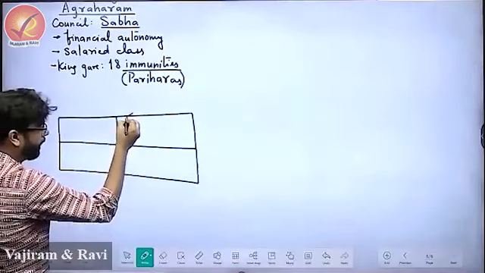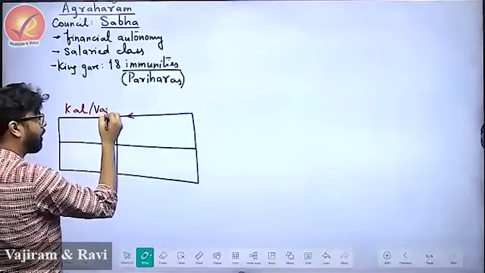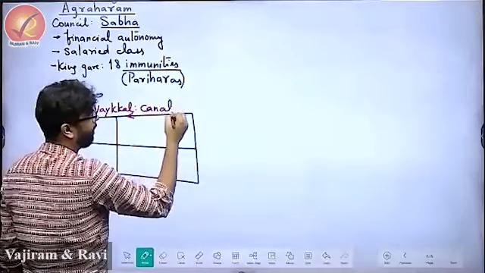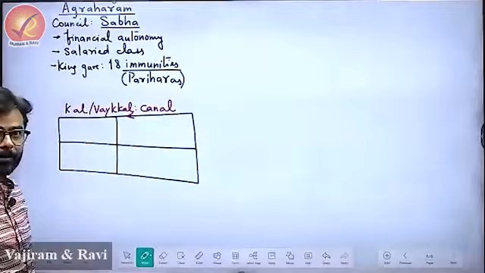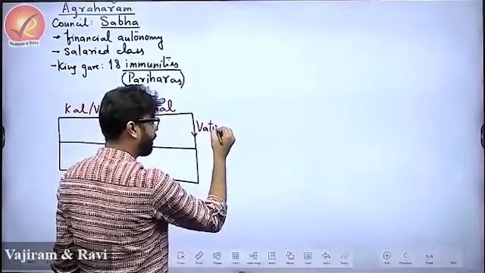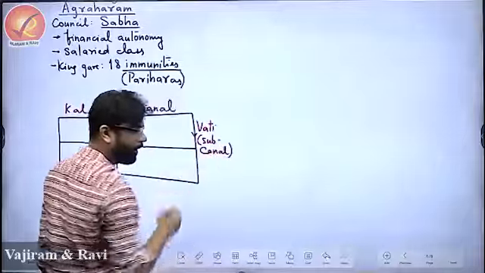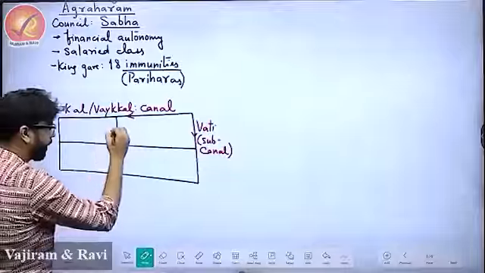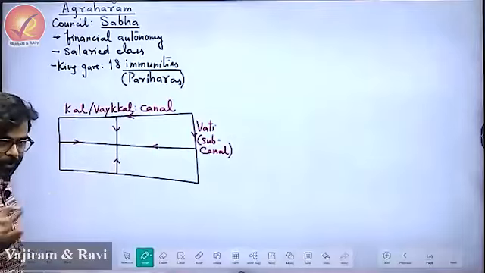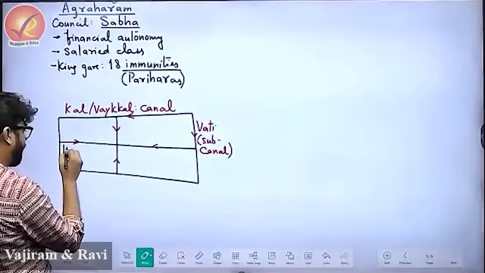The lines which go east to west are called Karl or Vaikarl or Arukarl. Just write two names. Canal. The line which goes north to south is called Vati. Vati is a sub-canal. Now, these lines which are coming in are basically the pipes that bring water inside the village. These are called Kannaru. I am sorry.